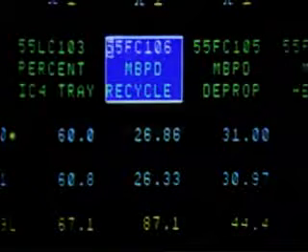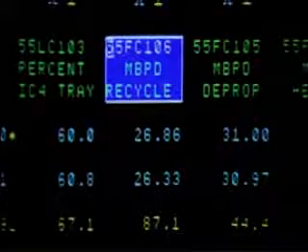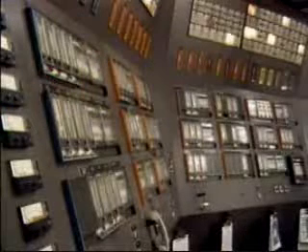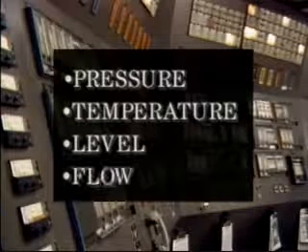For a plant to operate smoothly and efficiently, a number of process variables have to be monitored. Basically, a process variable is a physical condition whose variation can affect the operation of an industrial process. Four process variables commonly monitored in a plant are pressure, temperature, level, and flow.